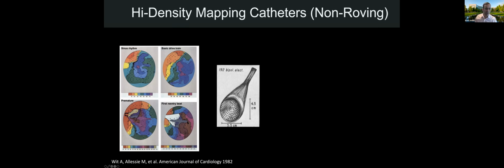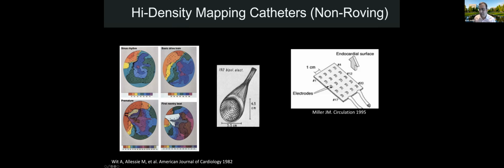So high resolution mapping, isochronal crowding, all of these things are not new. That has been done before. John Miller, who is modestly sitting in his home watching the Zoom now, did high resolution mapping, high density mapping with a non-roving catheter in the operating room during VT. And we had this information to characterize the circuit back then.